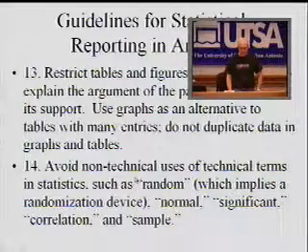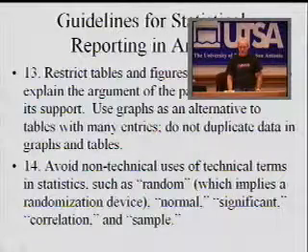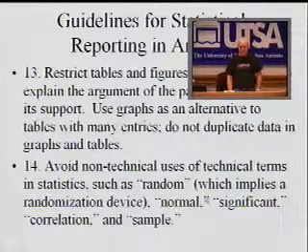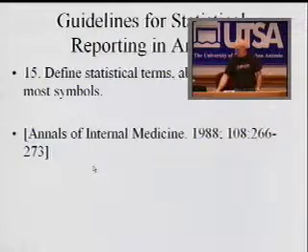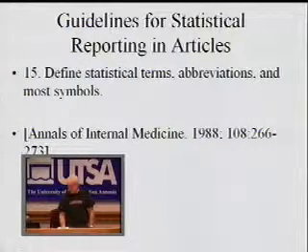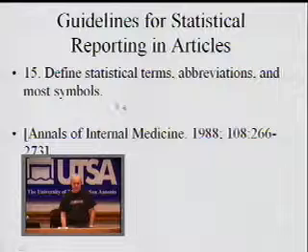Avoid non-technical uses of technical terms in statistics, such as random, which implies a randomization device, normal, significant, correlation, and sample. We said you can't say this correlates to that unless you've done some type of a test for correlation. And then define statistical terms, abbreviations, and most symbols. If essential, these should be inherent. Again, this is from 1988, so it's been around for a long time. It's nothing new, and we don't present it as anything different.